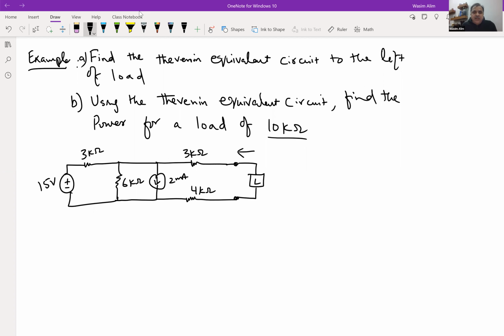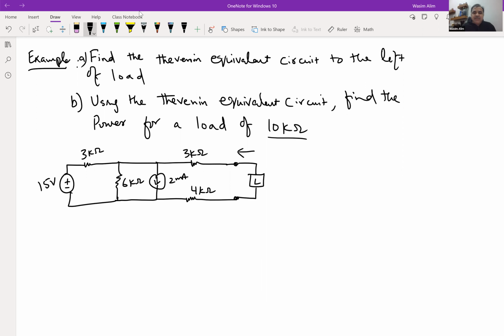If I look at this circuit, I could spot that if I use the source transformation on the voltage source, it will convert this voltage source into a current source, and then I have two current sources in parallel. I can combine them. That's one approach.